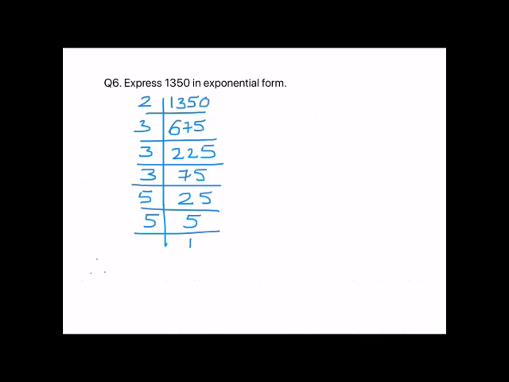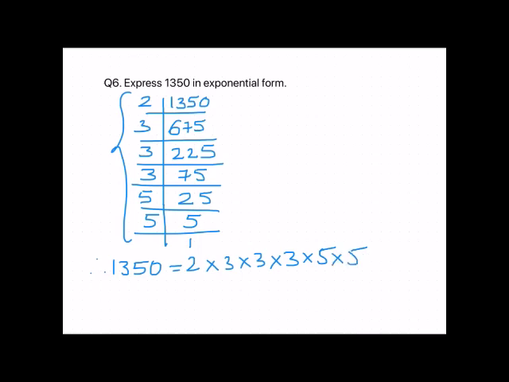So therefore we can write 1350 using these prime factors as 2 times 3 times 3 times 3 times 5 times 5. Now this expression we are going to write in exponential form. We see here 2 is multiplied only once, so you can write 2 raised to the power 1, or you can even skip 1 there. You can write just 2 times 3 is multiplied 3 times, so 3 cube times, and 5 is multiplied 2 times, so 5 square. So 1350 can be written in exponential form as 2 raised to the power 1 times 3 cube times 5 squared.